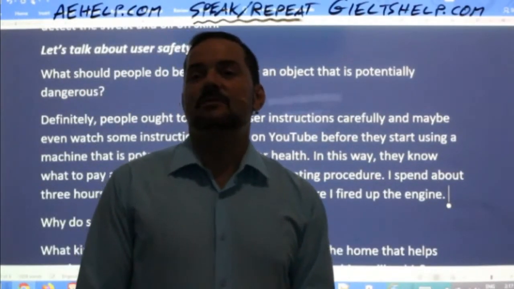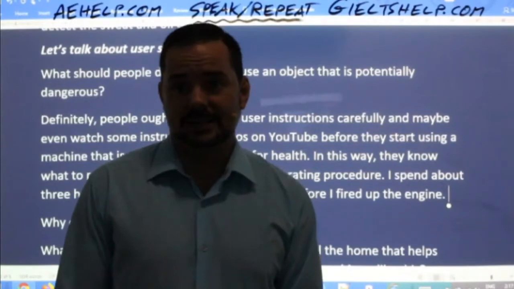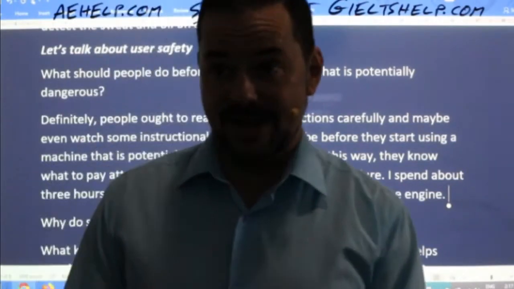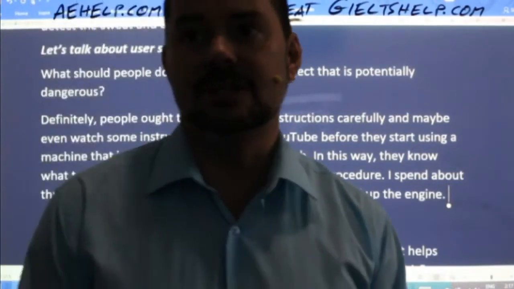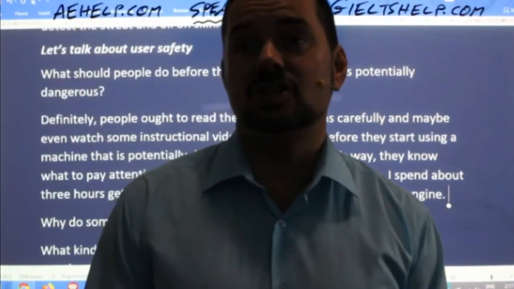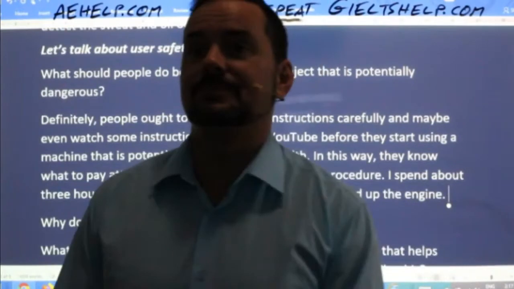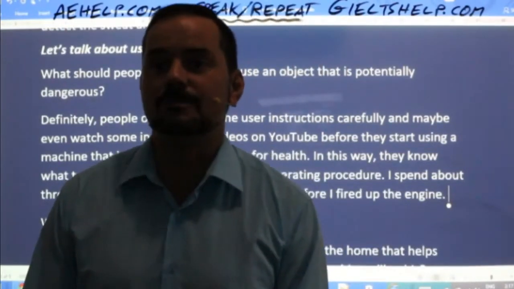Honey says, before using a dangerous object like a lawnmower, the operator should read the manual, which illustrates the correct usage of the machine and possible injuries, as well as the safety shutoff button. Yeah, safety shutoff or shut down button.